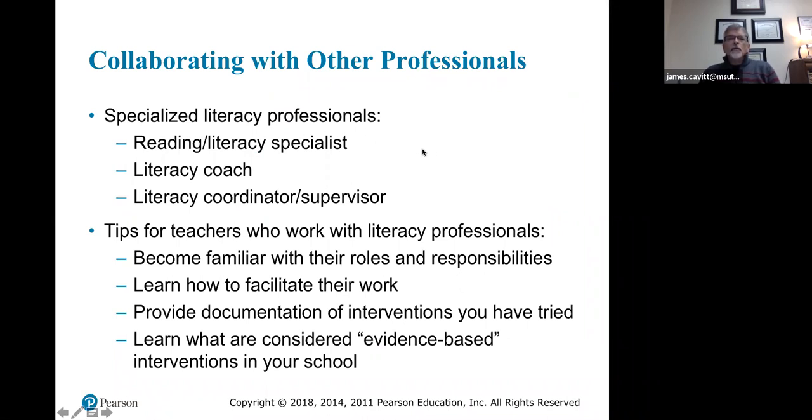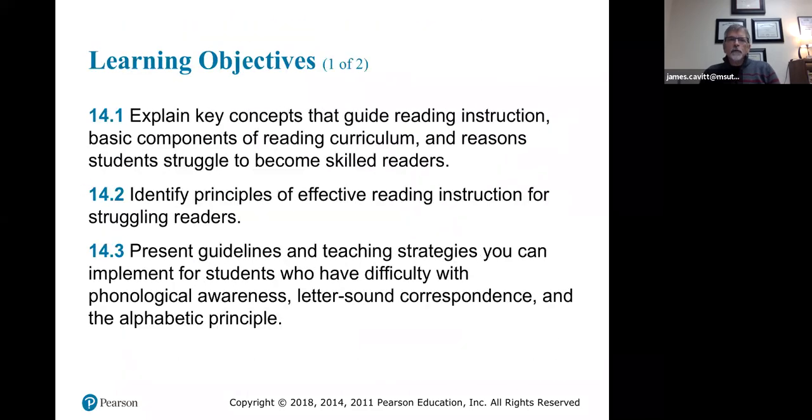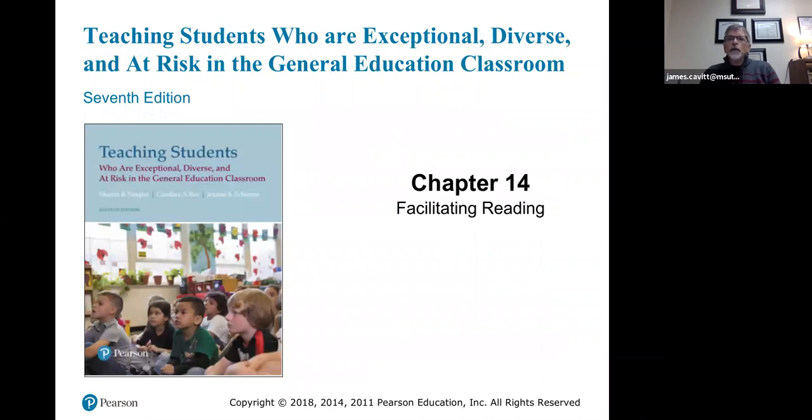Collaborating with, should be chapter 14. Let me get up there to the beginning. Yeah, chapter 14, facilitating reading. We're going to just go quickly through this. I would recommend you read the chapter to glean the information; this would just be a skeleton, not all the information.